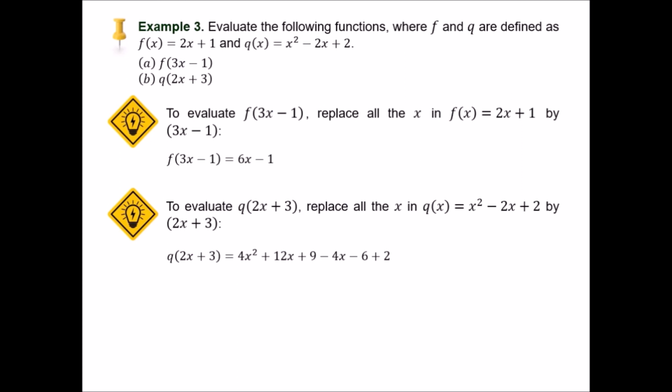From here, we combine like terms. Notice that we can combine 12x and negative 4x. 12x minus 4x is 8x. Whereas we can also combine 9 minus 6 plus 2. 9 minus 6 is 3. 3 plus 2 is 5.